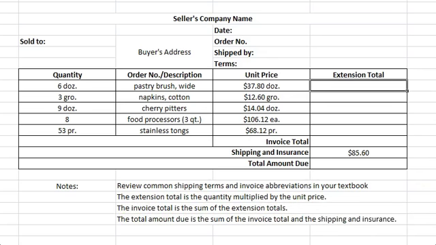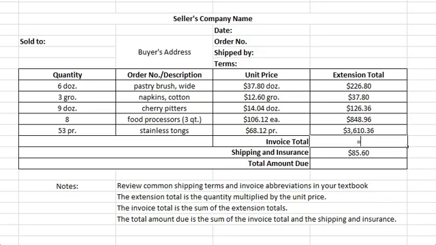So now if we go through and fill out the rest of this invoice, the extension total for pastry brushes will be 6 times 37.8, to represent 6 dozen of them bought at $37.80 per dozen. And the napkins will be 3 times 12.60. Cherry pitters 9 times 14.04. Food processors 8 times $106.12. And stainless tongs 53 times 68.12. So we get our extension total for each item.